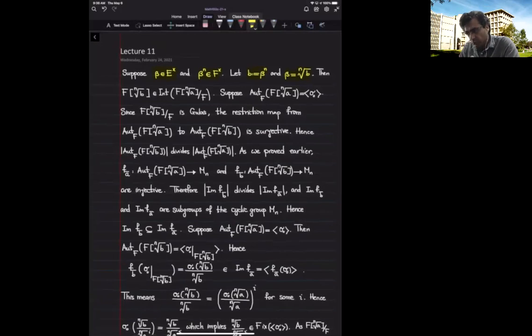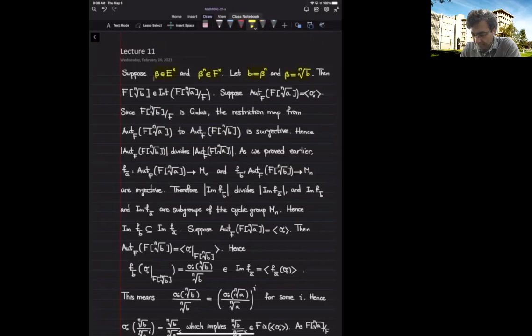Then I want to argue that the coset that's represented by b in F cross over F cross to the n belongs to the cyclic group generated by the coset that's represented by a. That's my goal. Okay, but what do I know about this element b? I do know that it belongs to both. What do I know about this element beta?